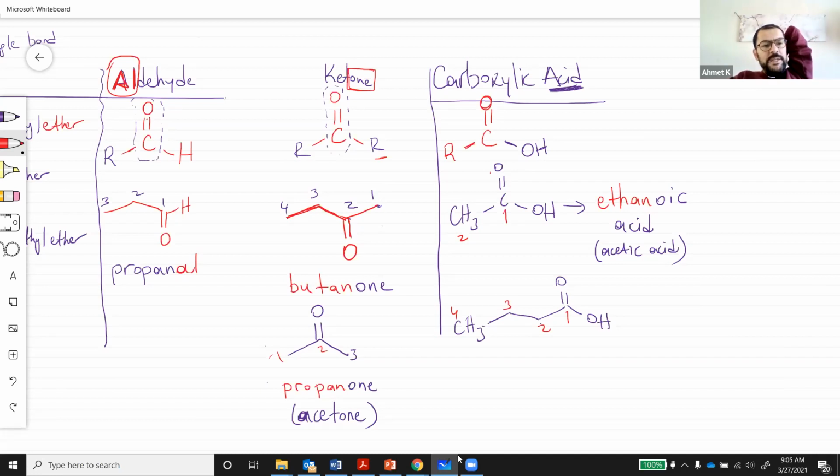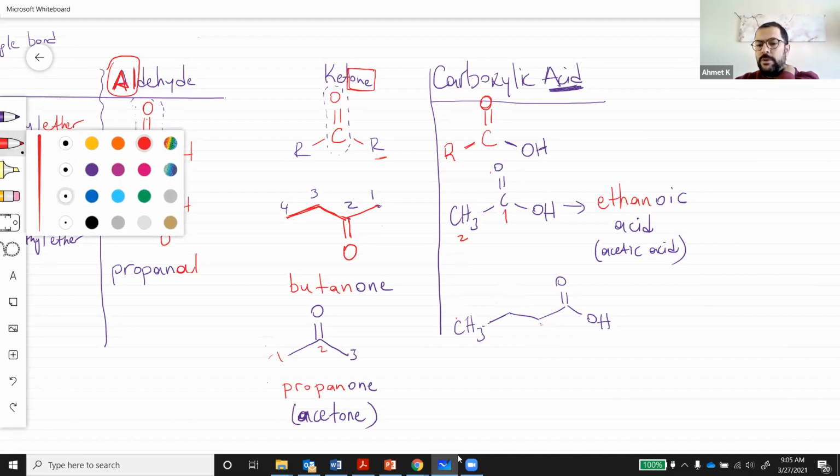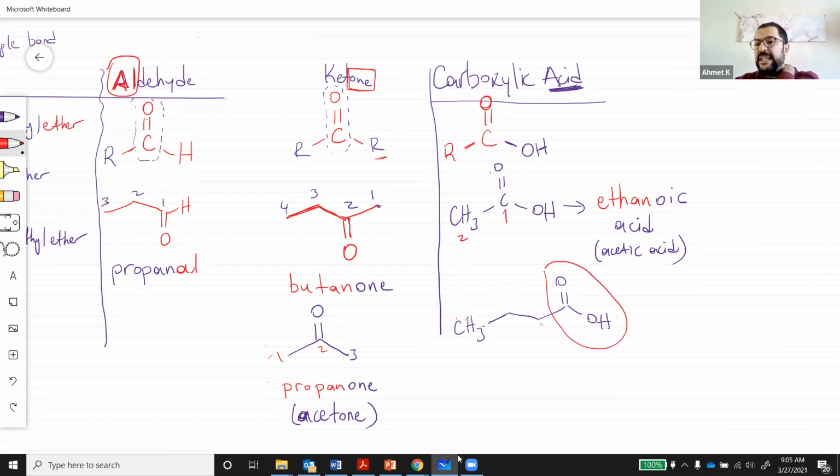The other thing I want to mention is a mistake I've seen students make over the years. Whenever they want to name this, I've seen students naming it propanoic acid. They don't count this carbonyl group here. They treat it as a functional group, and they say we have 1, 2, and 3 carbon, so this is propanoic acid, but that's wrong, because you have to count this carbonyl right here. This is part of the chain as well.